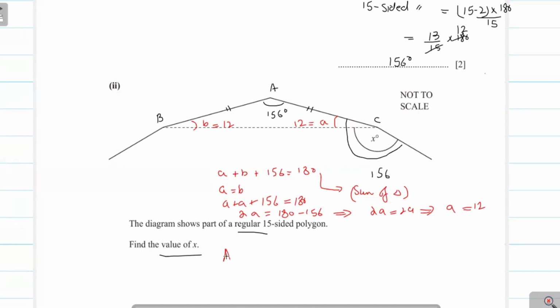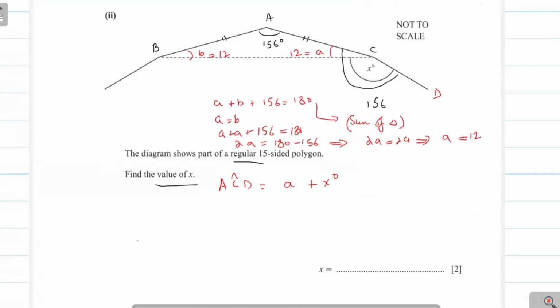You see here the angle ACD, we name it D. ACD will be equal to A plus x degrees. Here this total angle ACD is 156, A is 12 degrees, therefore x degrees will be equal to 156 minus 12. This will be equal to 144.